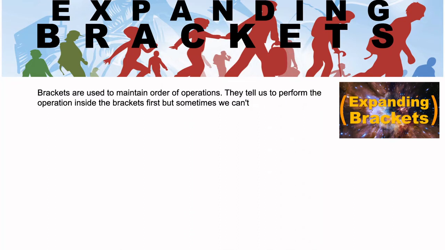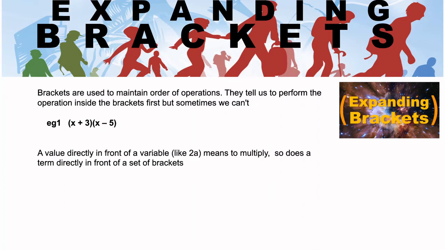They tell us to perform the operation inside the bracket first, but sometimes we can't. If we've got x plus 3 inside a bracket, we can't perform that calculation because x and 3 are not like terms, so they can't be grouped, nor can x minus 5. So what do we do then? We have to remember that a value directly in front of a variable, like 2, right in front of an a, means multiply 2 times a. So does a term directly in front of a set of brackets. Like, for example, 4, directly in front of the bracket, x plus 3.